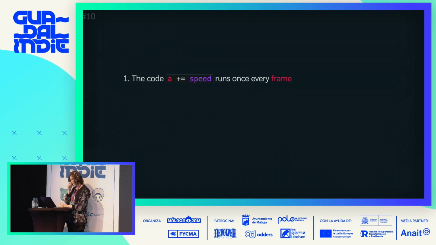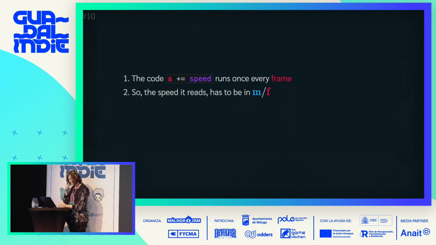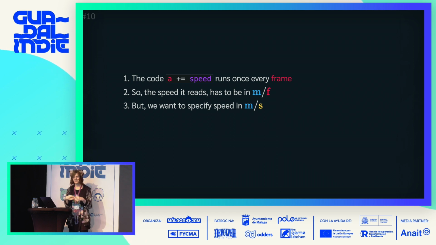OK, so just zooming out a little bit, what's happening is that the code a plus equals speed runs once every frame. So the speed value it reads here has to be in units of meters per frame. But we want to specify speed in meters per second. Like that's how we measure velocity of real-life objects, right? Not meters per frame. We don't care how quickly something moves per frame, right? But the problem is that the computer cares a lot about that.